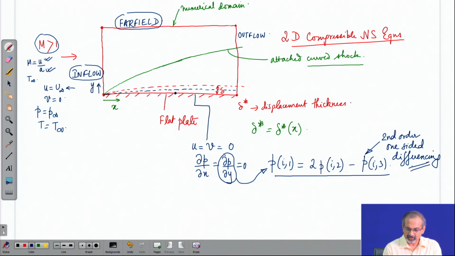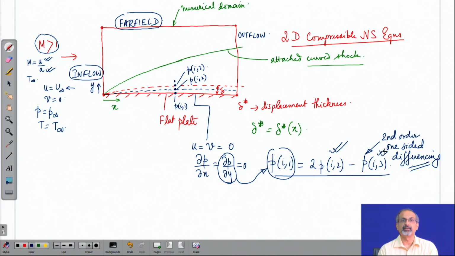If you have a point here on the wall, the next point here, still the next point here, and so on, you can call this as P I 1, this as P I 2, this as P I 3, and then the P I 1, that means the pressure at the wall, gets defined based on the pressure of the two neighboring points in the flow field. And because the pressure in the flow field will be obtainable by using the conservation equations, they can help you define the pressure at the wall using this relation.